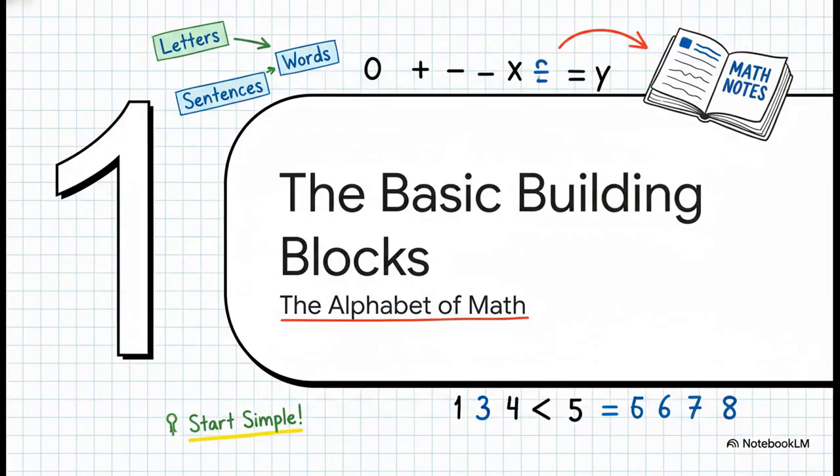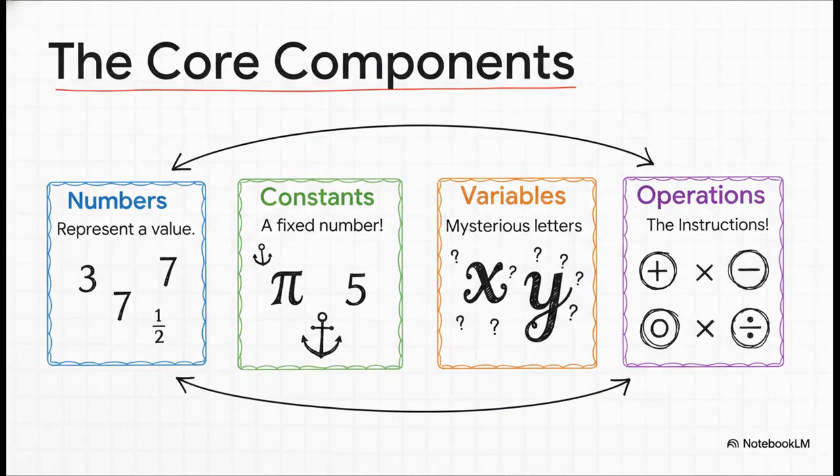So let's think of this next part as learning the alphabet of math. Once you know the letters, you can start making words and then sentences. It's way more straightforward than you might think. So here are our letters, the core pieces. We've got our numbers, which we know. Then there are constants, which are really just numbers that don't change. Then you have variables, those letters like X or Y that are basically just placeholders for a number we don't know yet. And finally, operations. Those are just the instructions, right? Add, subtract, multiply, divide. That's the whole toolkit.